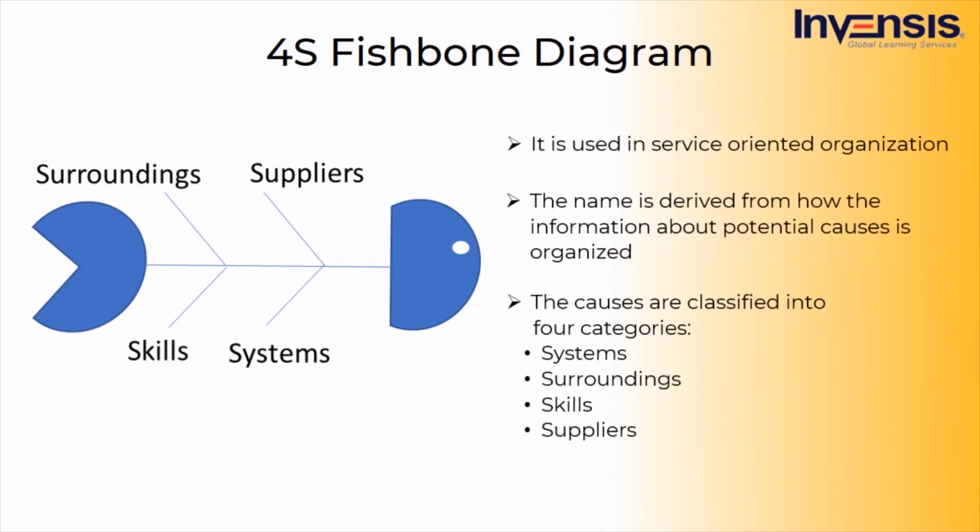The 4S diagram is more often used in a service-oriented organization. The name is derived from how the information about potential causes is organized. Here, the causes are classified into 4 categories: systems, surroundings, skills, and suppliers. Though it is commonly used in the service industry, it could be used in other industries as well.